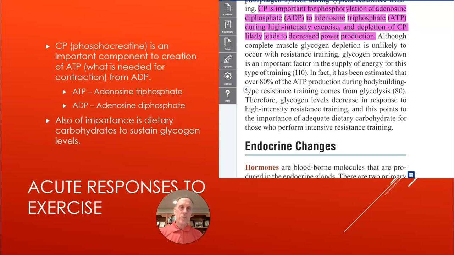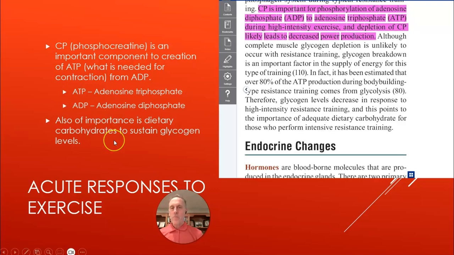So you'll see CP, phosphocreatine, they're kind of interchangeable when you see them in text. It's an important component to the creation of ATP. It allows ADP to transition into ATP, which is the energy source during any kind of exercise. And you'll see ATP here, adenosine triphosphate, ADP, adenosine diphosphate. So you have two phosphates. The creatine phosphate binds with these. It's a catalyst in the phosphorylation of adenosine diphosphate to create adenosine triphosphate.